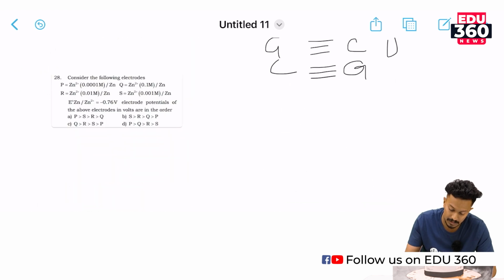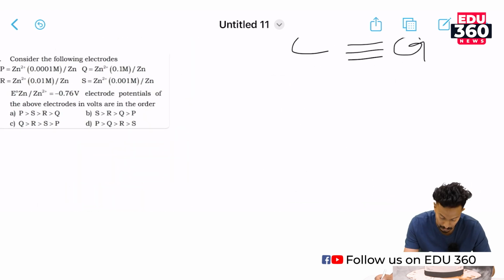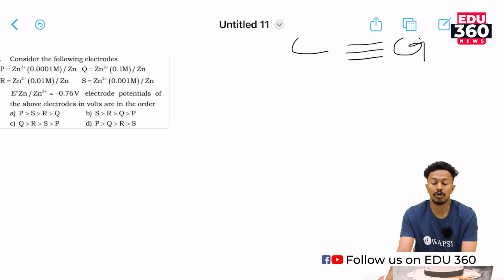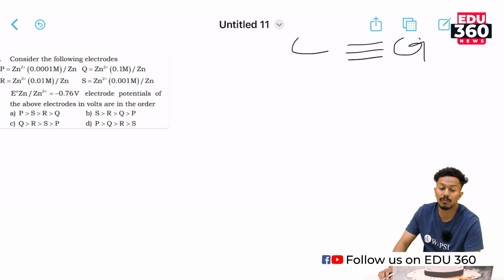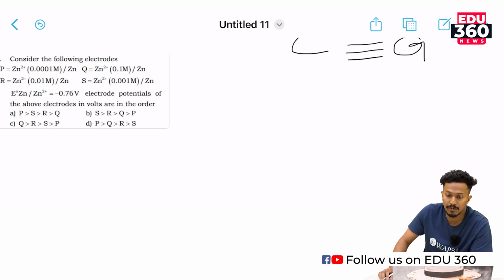Our next question. Consider the following electrodes. P is Zn2+ at 0.001 molar, Q is Zn2+ at 0.1 molar, R is Zn2+ at 0.01 molar, S is Zn2+ at 0.001 molar. You have to find the increasing order of the electrode potential in volts.